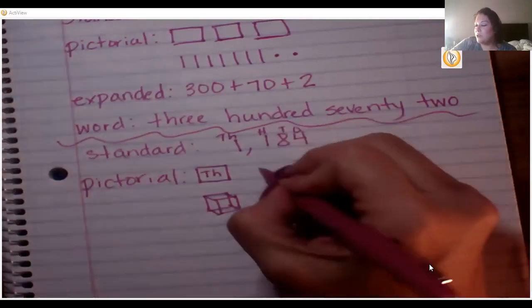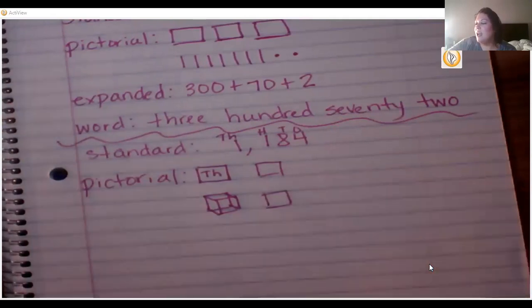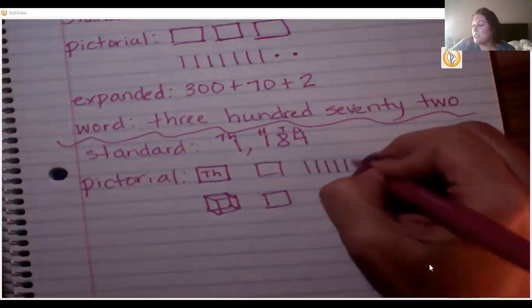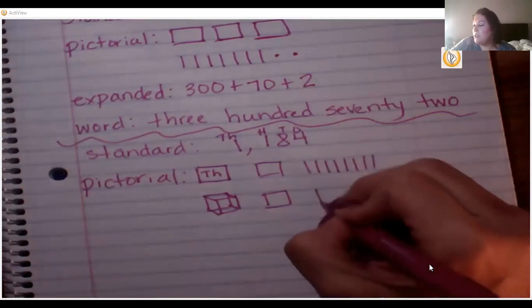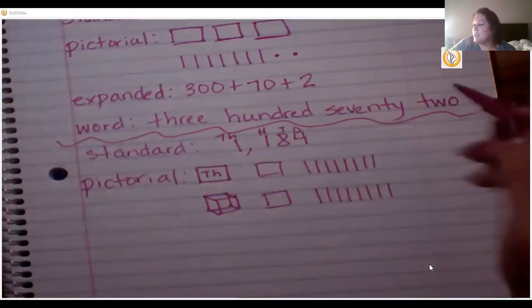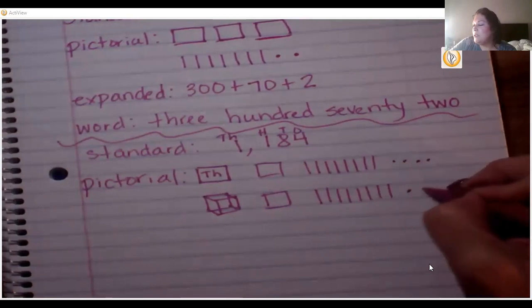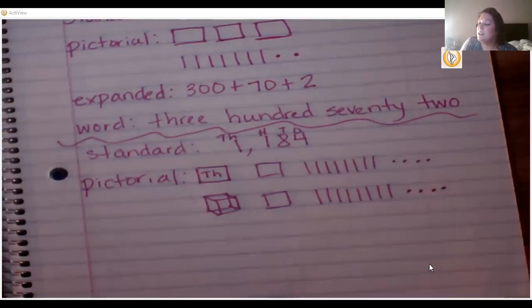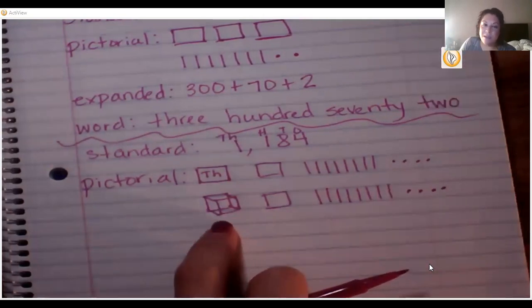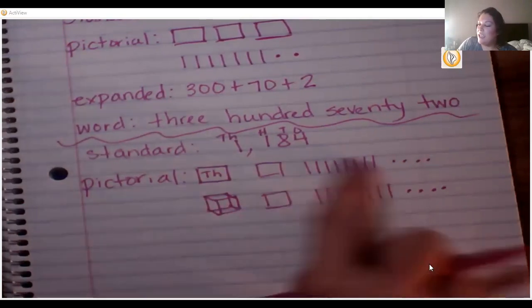I have 100. I'll show it to you on both lines. I have 8 tens. 1, 2, 3, 4, 5, 6, 7, 8. And 4 ones. 1, 2, 3, 4. So I did it 2 different ways, but really it's the same thing because they both show 1,184.